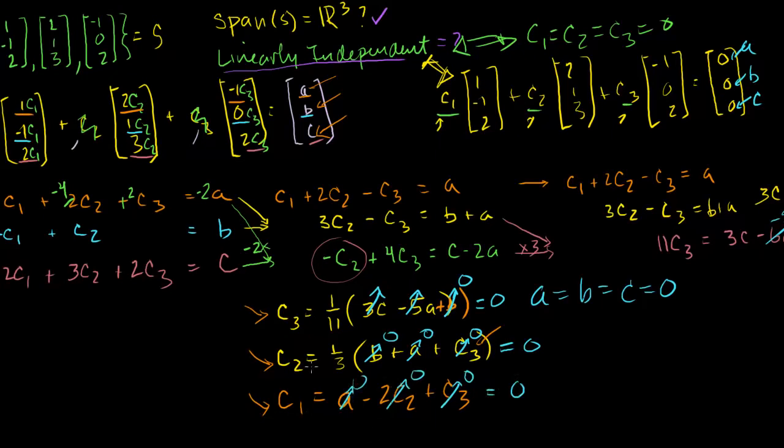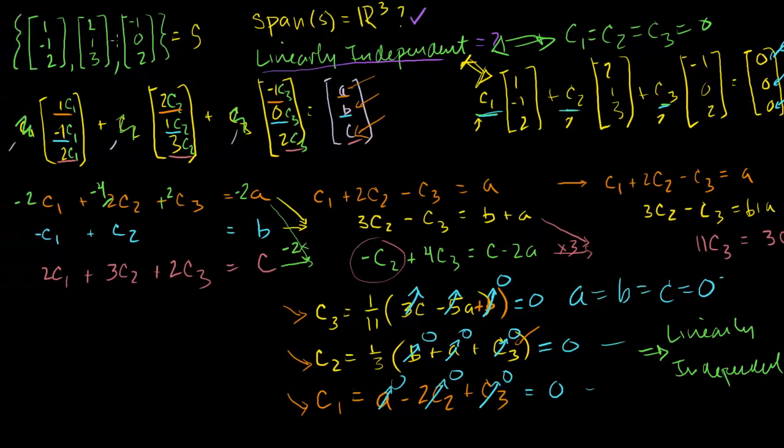So the only solution to this equation right here, the only linear combination of these three vectors that results in the 0 vector, is when you weight all of them by 0. So I just showed you that C1, C2, and C3 all have to be 0. And because they're all 0, we know that this is a linearly independent set of vectors. Or that none of these vectors can be represented as a combination of the other two.